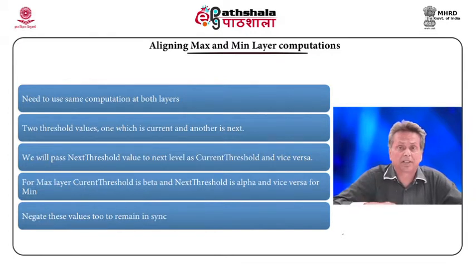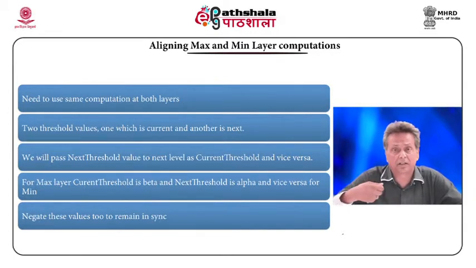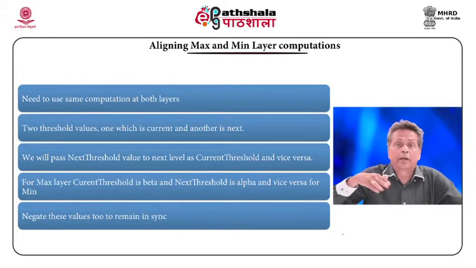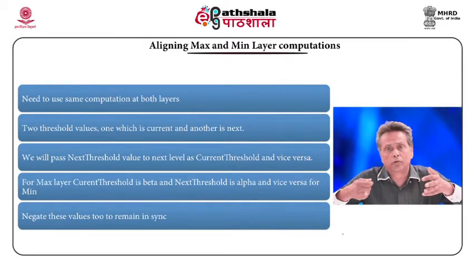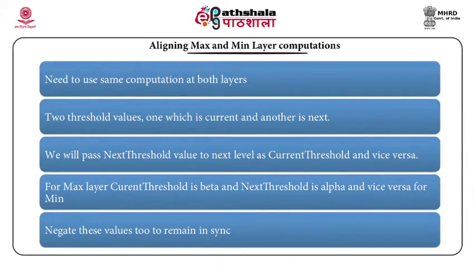Alpha and beta cutoffs are basically the same thing applied at different layers, and if you negate the values, alpha and beta are the same cutoff. Alpha is basically choosing the lesser value, beta is talking about the higher value, but if you negate that, you're only talking about the maximum, you're not talking about anything else.